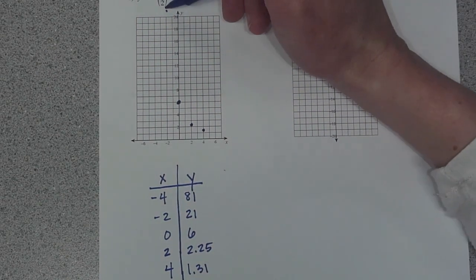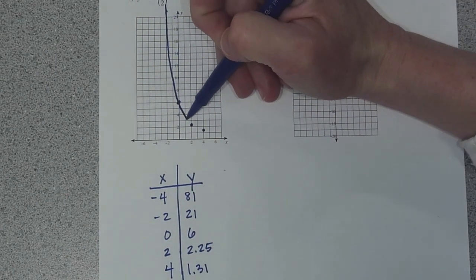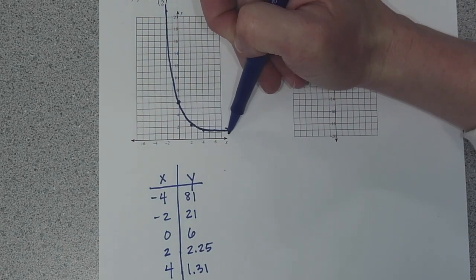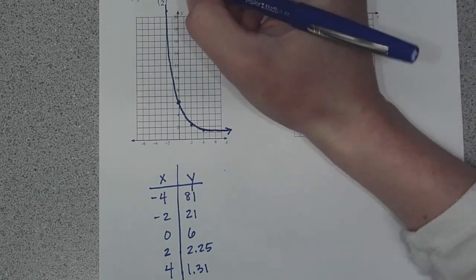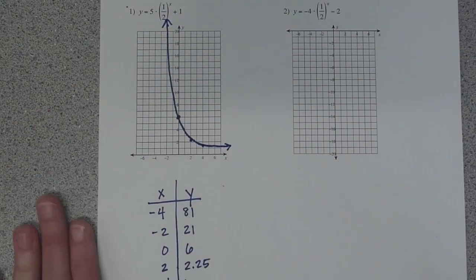Yeah, I feel like we can start to see it curve. So it's going to come from very way up high and then start to flatten out here. So you have your asymptote, it looks like, at y equals 1. Okay, and that's your graph. That is all you have to do for number 1.